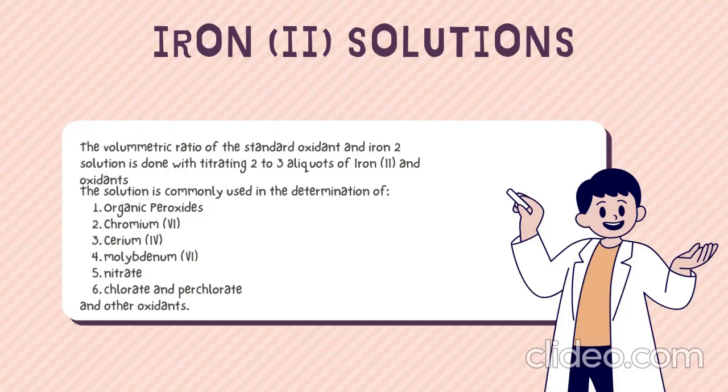So the volumetric ratio of the standard oxidant and iron 2 solution is done with titrating 2 to 3 aliquots of iron 2 and oxidants. The solution is commonly used in determination of the organic peroxides, chromium 6, cerium 4, molybdenum 6, nitrate, chlorate and perchlorate, and other oxidants. So those are the standard oxidants and iron 2 solution.